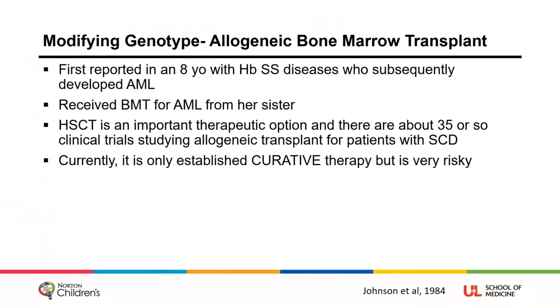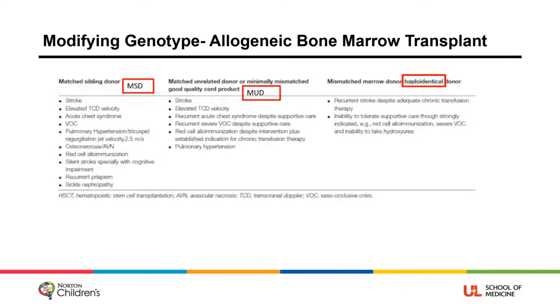There are about 35 clinical trials studying allogeneic BMT in patients with sickle cell. The best data we have are for those with a matched sibling donor, and currently it is the only established curative therapy. Of course, transplant is very risky, and currently in the United States, less than 15% of patients with sickle cell disease have an HLA matched sibling donor.